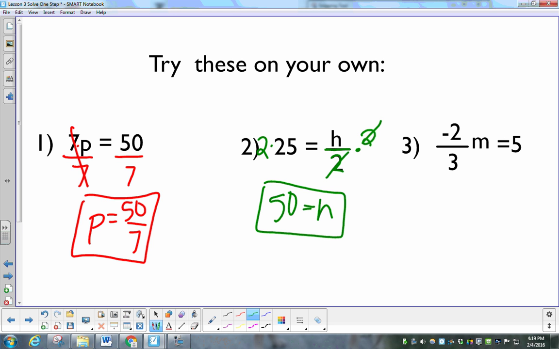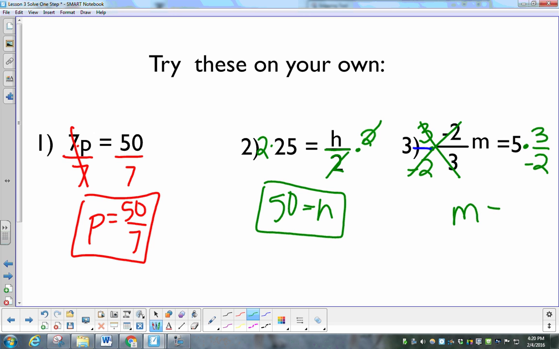You can always plug these back in and check them. And on our last one, I have negative 2/3 m equals 5. So remember, I can multiply by the reciprocal. 3 on top, so those will cancel. Negative 2 on bottom, so those will cancel. Negative over negative is positive. 2 over 2 is 1. Now I have to also multiply this side by 3 over negative 2, which is just negative 3/2. It doesn't matter where the negative is.